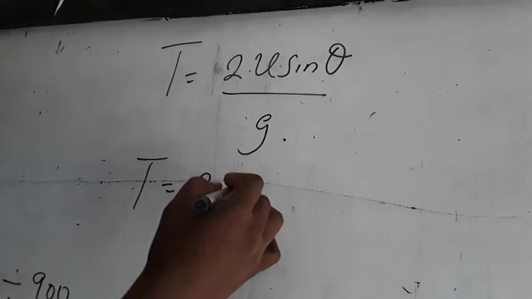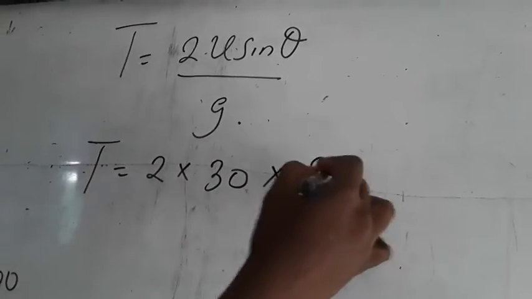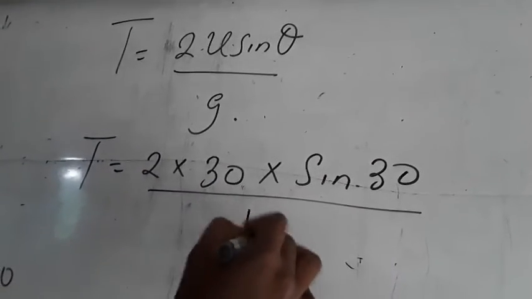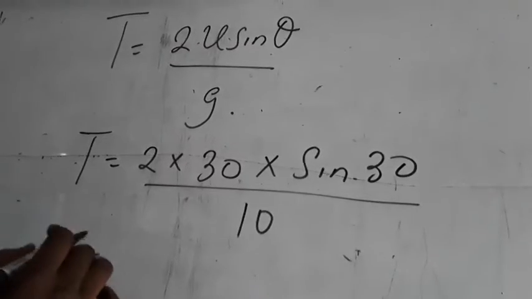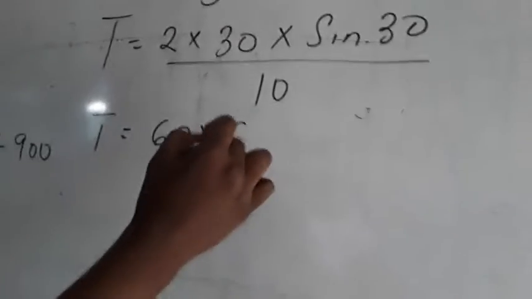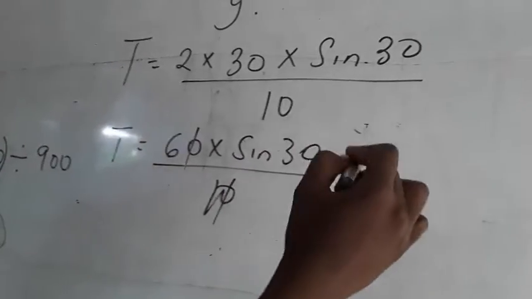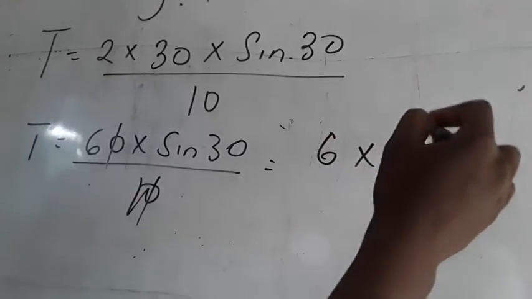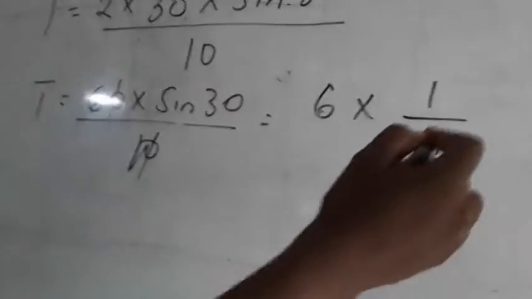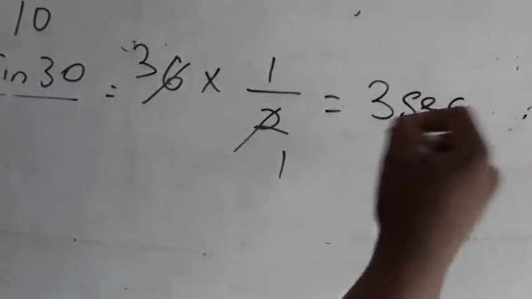So we have 2 multiplied by our u, which still remains 30, multiplied by sine 30 over 10. So our t equals 60 multiplied by sine 30 over 10. So we have 60 times 1 over 2, that is 0.5. So the answer is 3 seconds.